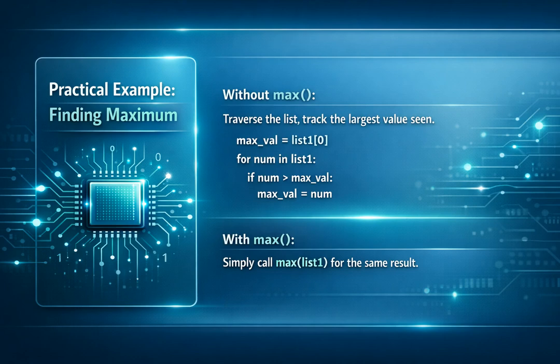Finding the maximum value in a list manually requires traversing the entire list and keeping track of the largest value seen so far. Start by assuming the first element is the maximum. Then compare each subsequent element. If a larger one is found, update the maximum. Python's max function does all of this automatically.